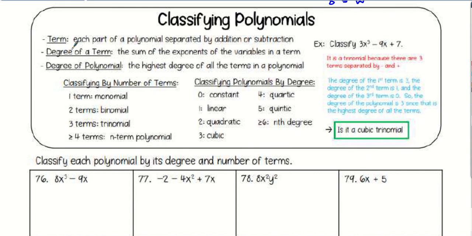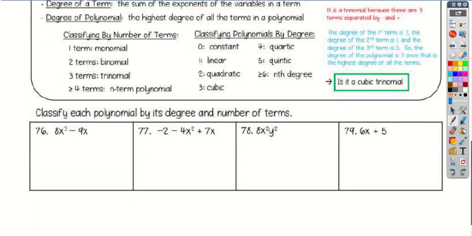When we look at the degree of a term, we take all the exponents for that specific term and add them together. I don't want you to get confused. A term is each separate component of the polynomial. The degree of the term is the sum of its exponents, and the degree of the polynomial is the highest degree of any term. So if you have a 5th degree term and a 4th degree term, then we would say this is a 5th degree polynomial. It's the highest degree of all the terms separately.